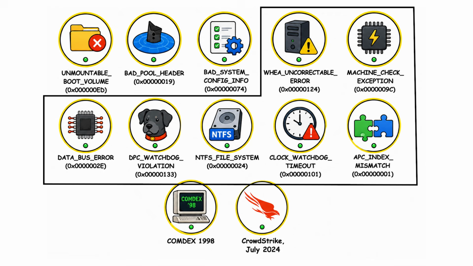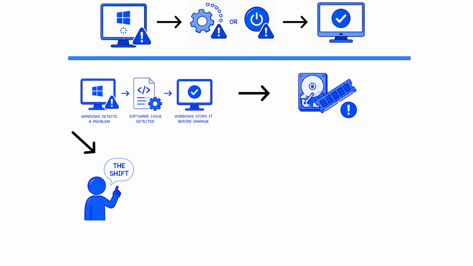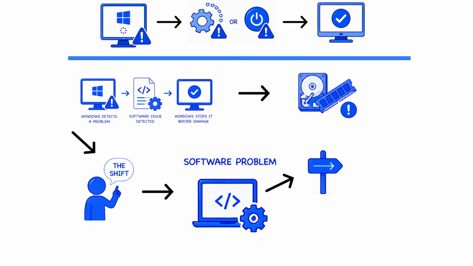13 down, 7 to go. And so far, almost every one of these has been Windows catching a software problem before it could do real damage. That changes right here. From this point on, some of these codes aren't software issues at all. They're your actual hardware waving a white flag.